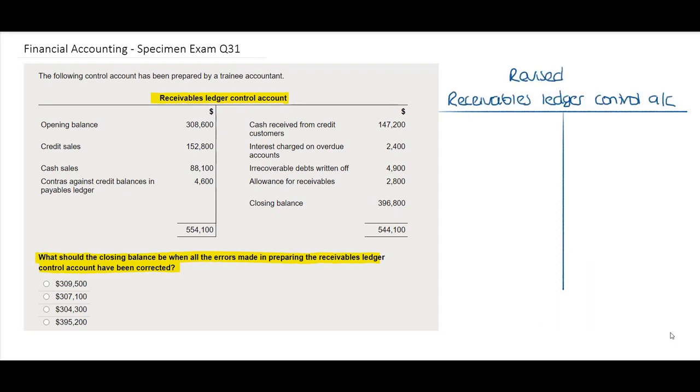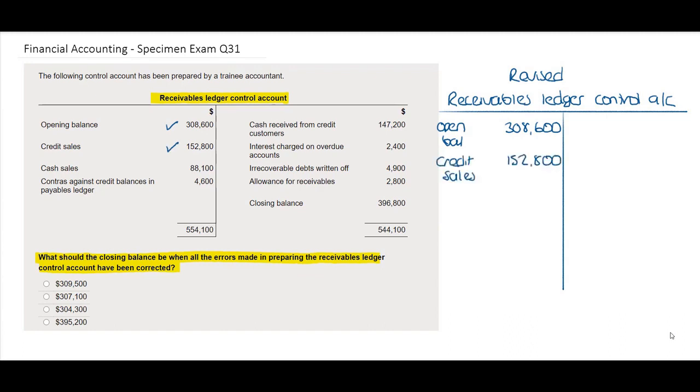Looking at the individual amounts, the first item we have is the opening balance. A receivables ledger control account should have a debit balance, and so therefore this is a correct item and I can put it straight into my T account. They have also included the credit sales on the debit side. An increase in credit sales would be a debit to my receivables ledger control account and a credit to income.